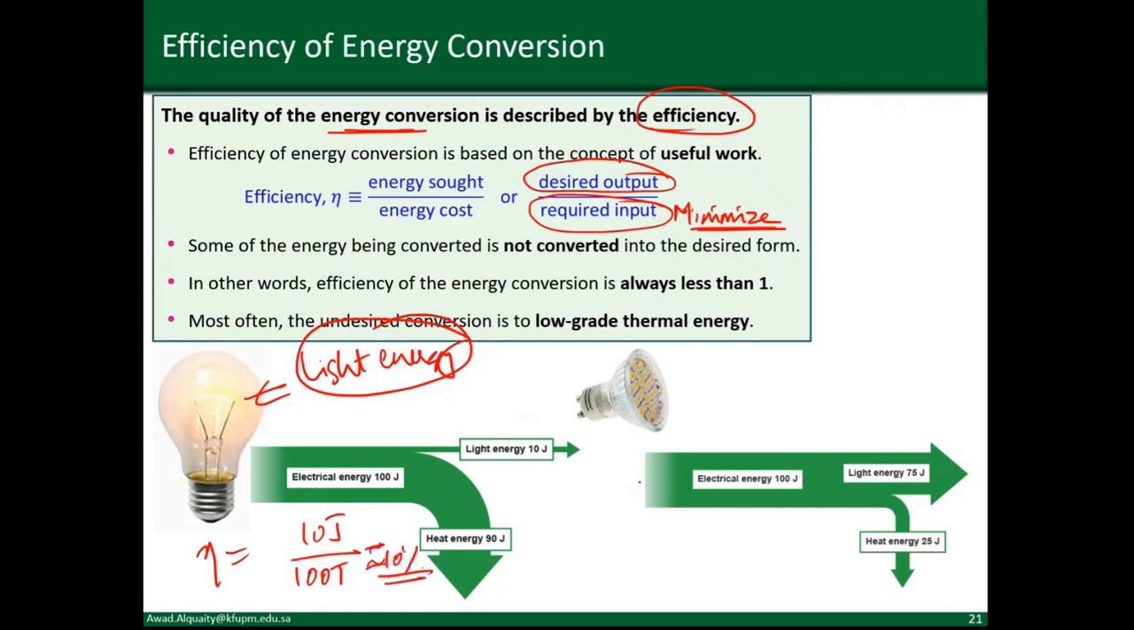Not very efficient. On the other hand, if you move to an LED bulb like the one shown here, again, the desired output is light energy, which is 75 joules here, and the required input is electrical energy, which is 100 joules. So this one has an efficiency of 75%. So obviously, between the two, you would want to pick a device which has higher energy efficiency, right? High energy efficiency always is a winner when the input is exactly the same, which is electrical energy for both.